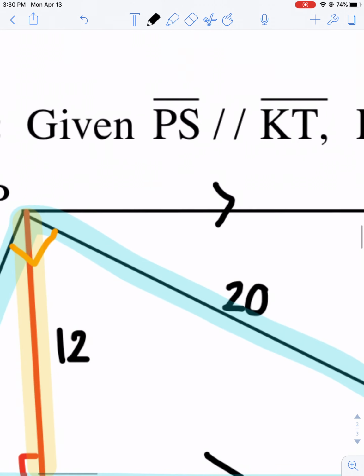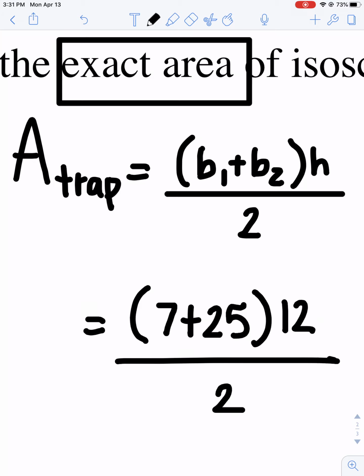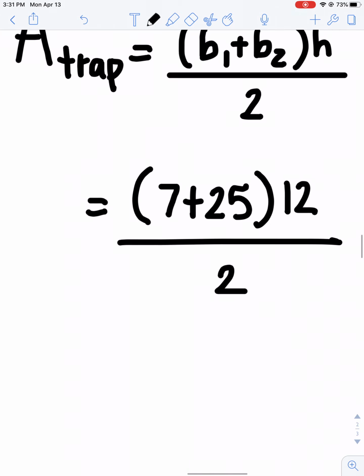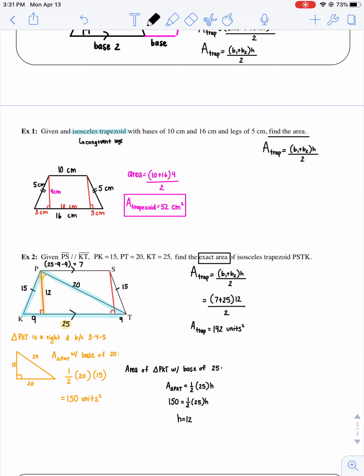So we come back over here and we say base 1 is 7 plus 25 times my height of 12 divided by 2. When I put that in my calculator, I get 192 units squared. Just remember that you can use different bases as a reference, so that's how we were able to solve for the height initially.